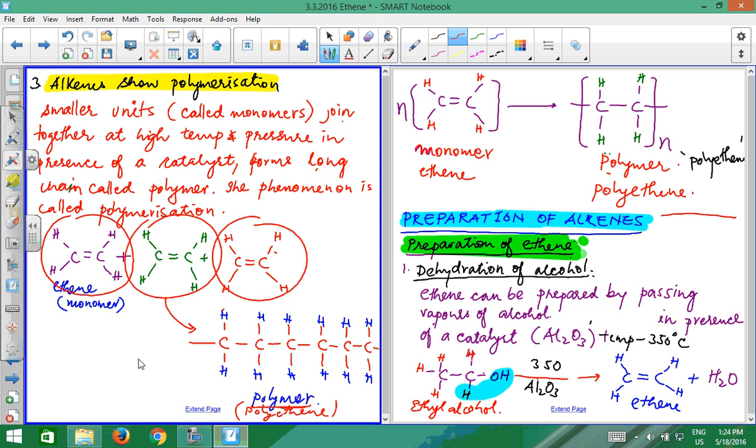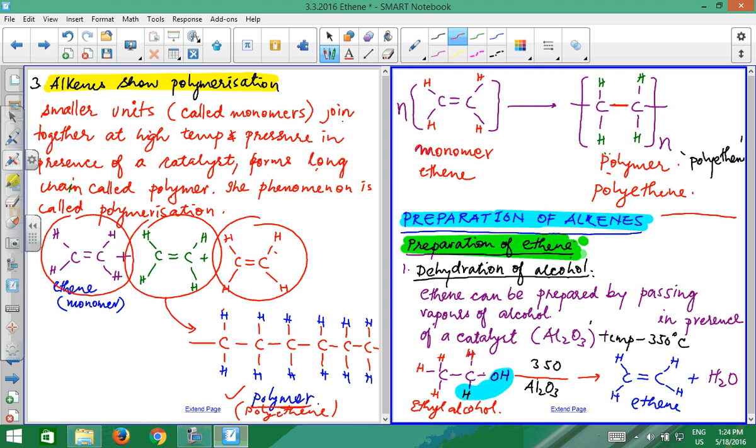Polymerization is a complete chapter we will study later. So these monomers join together, the double bond is removed, and they form a polymer. This is ethene, and this is polyethene. This is how the reactions of ethene go.